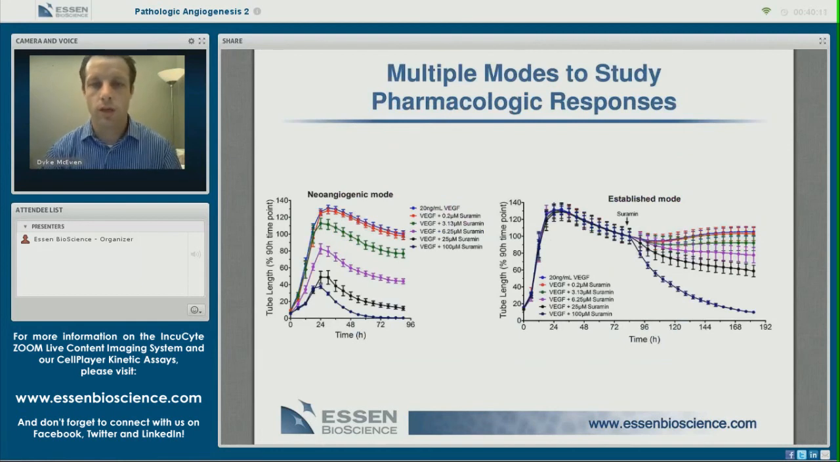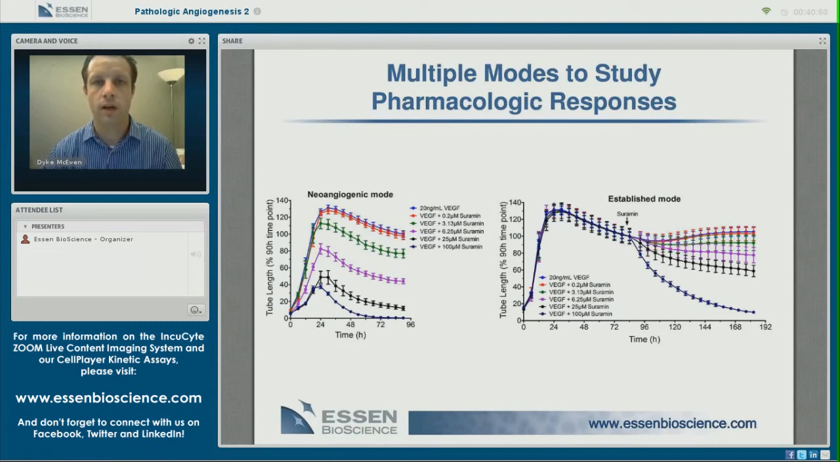We also are able to measure inhibition of tube formation, and we can do this in 2 different modes of pharmacologic response using the STEM kit. What I just showed you with growth factor was the development of tubes, and we can look at the inhibition of tube development in neoangiogenic mode. In this mode, growth factor and inhibitor are added at the same point in time 0, and we see in this case with Suramin a concentration-dependent inhibition of tube formation, where 25 and 100 micromolar Suramin completely inhibit VEGF-driven angiogenesis.